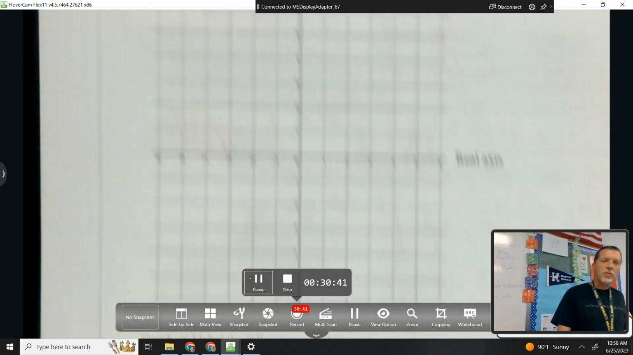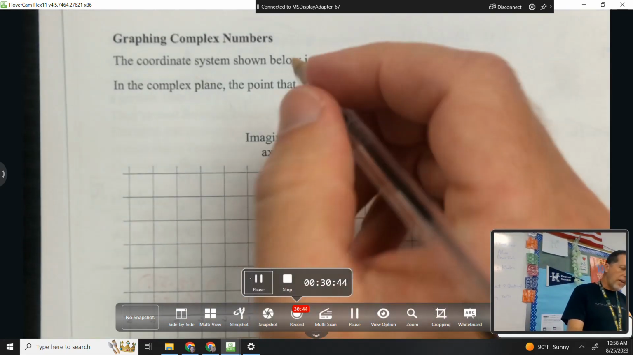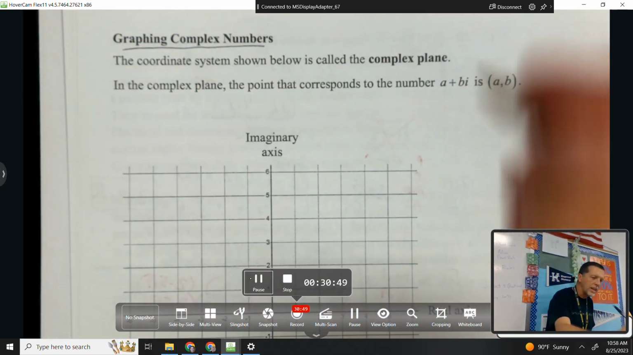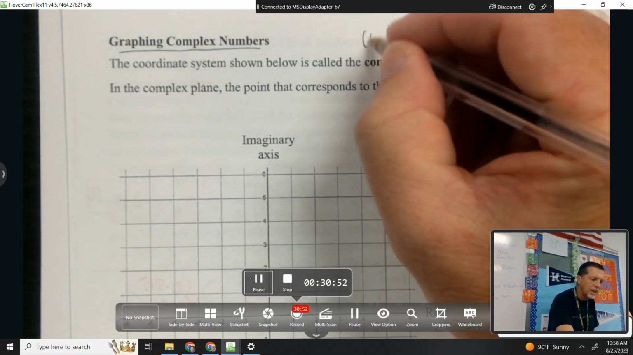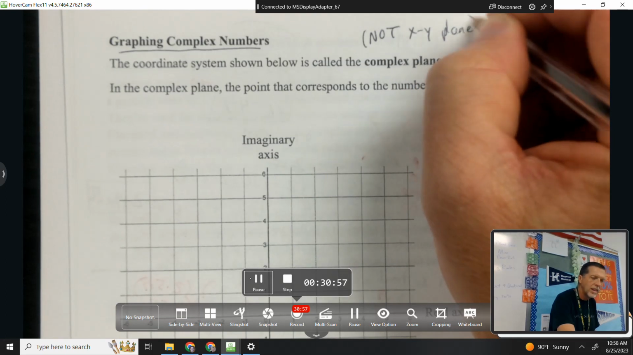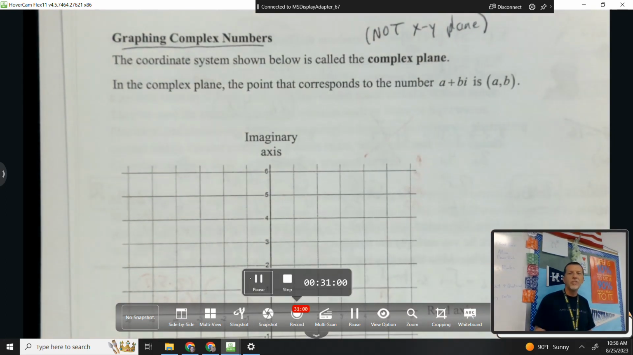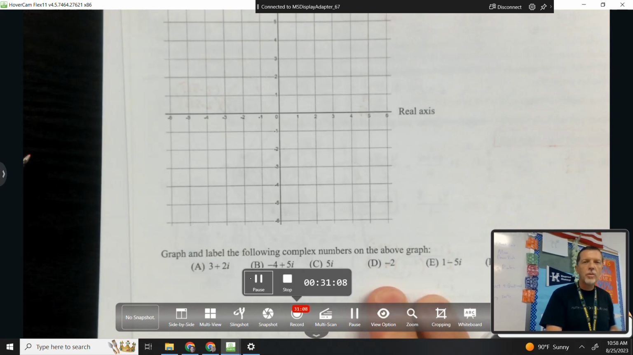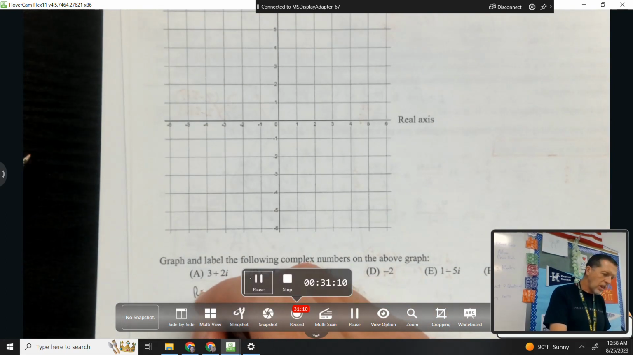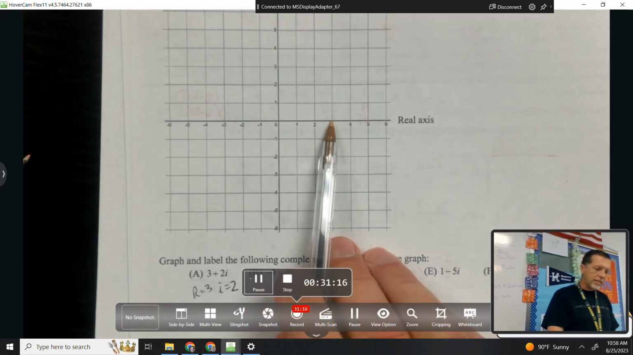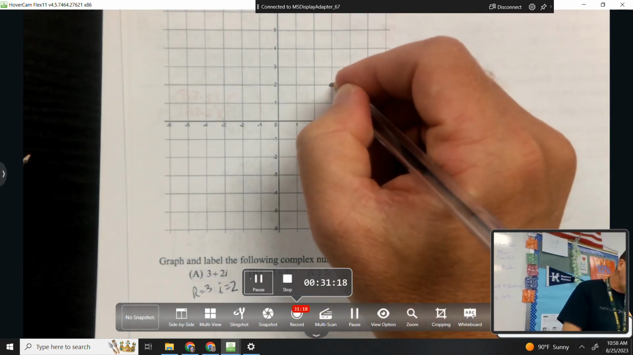The next page, last page, but easiest page of the group, although new page, you haven't done this before, I don't think, is graphing complex numbers. So they're not on the xy plane, they're on the complex plane, which is not the xy plane. The good news is it works just like the xy plane, though. So if I want to graph 3 plus 2i, well, the real part is 3, and the imaginary part is 2. So I'm going to go 3 on the real axis and 2 on the imaginary axis, and there's my point.